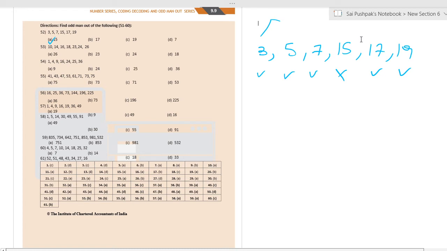So the answer to the 52nd question is 15. Look at this one also: 10, 14, 16, 18, 23, 24, 26. So guys, if you see here, all are even numbers, the only odd number is 23. So the answer will be 23.